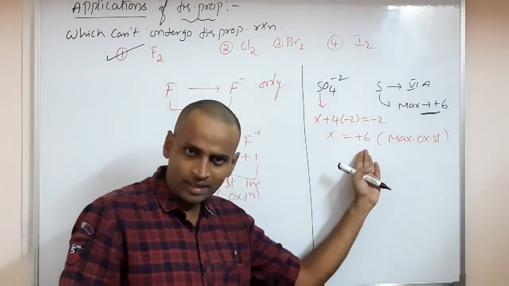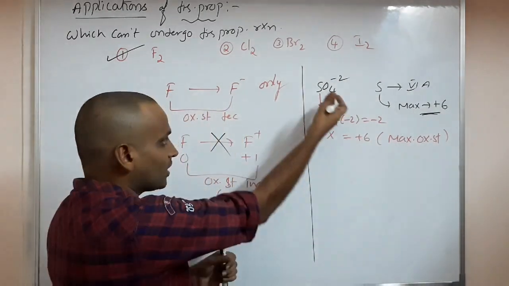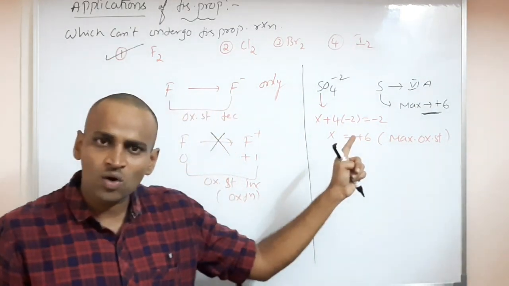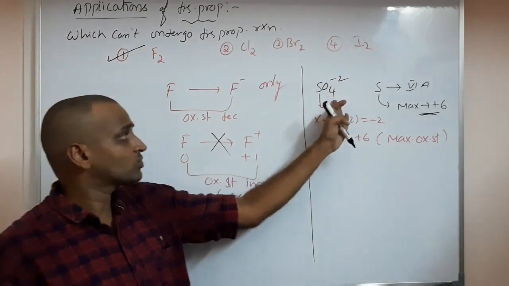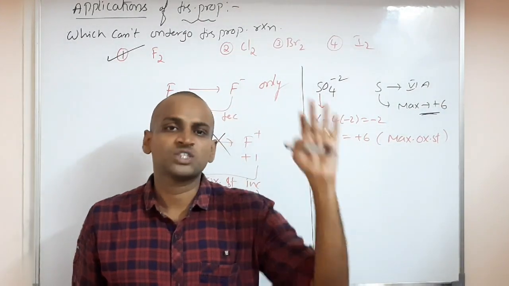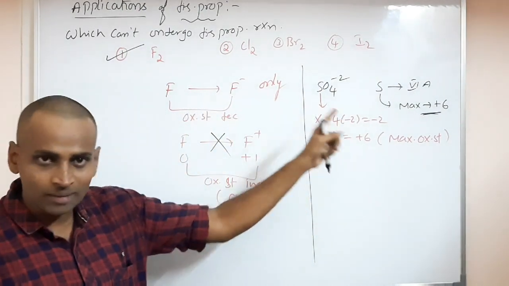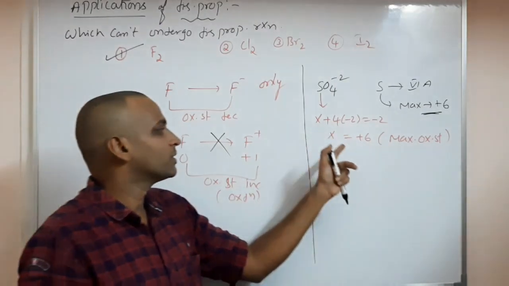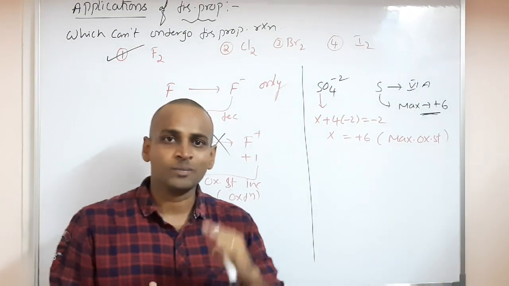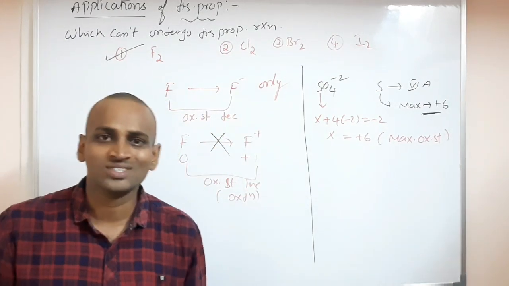So can it lose further electrons? No way. If it loses electrons, it has to increase its oxidation state, but in SO4 2 minus it is already at the maximum. So can it undergo oxidation further? No. That's why SO4 2 minus cannot undergo disproportionation reaction. Reason understood, everyone? I repeat, it cannot undergo disproportionation because it has the maximum oxidation state. So here we have one clarity: an atom which has the maximum oxidation state cannot undergo oxidation further.